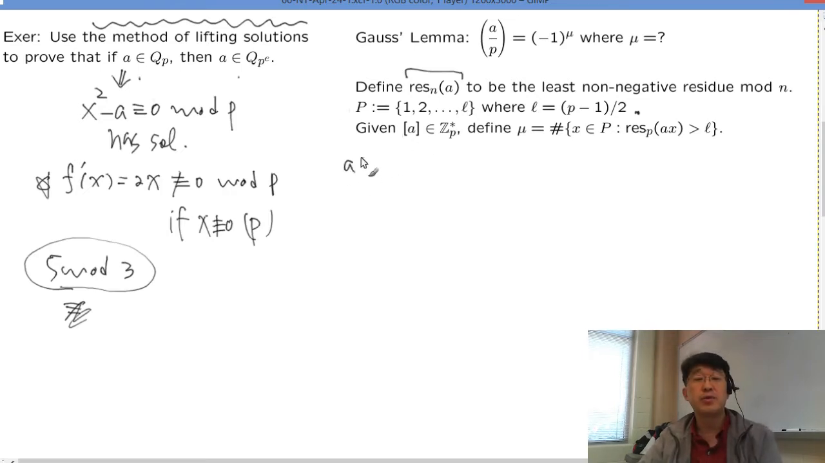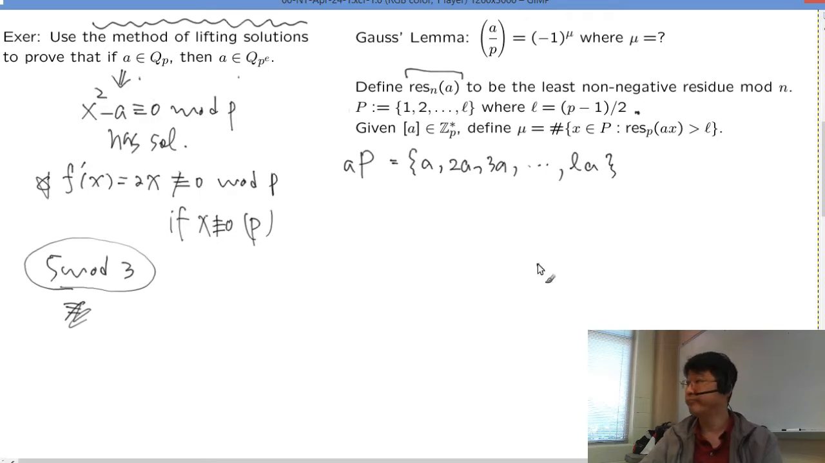So the book uses a notation, I think it's a fine notation, AP. So AP is multiply A to everything. It is A and 2A and 3A all the way up to LA. Make sense? Then if you multiply all of them, do you see A to the L coming in? If you multiply all these things, that's the idea. But it's not as simple as Fermat's little theorem. That's why it's a little bit, but it's not too complicated.